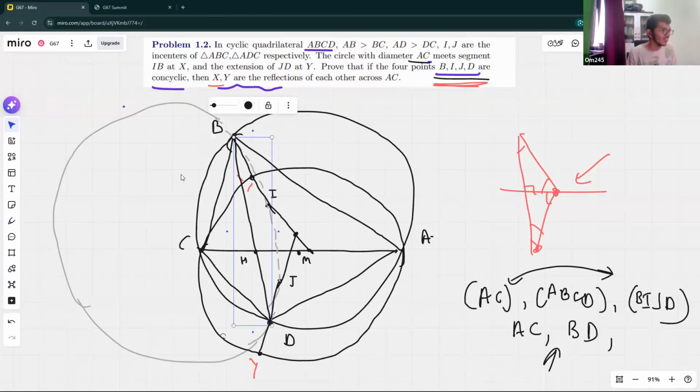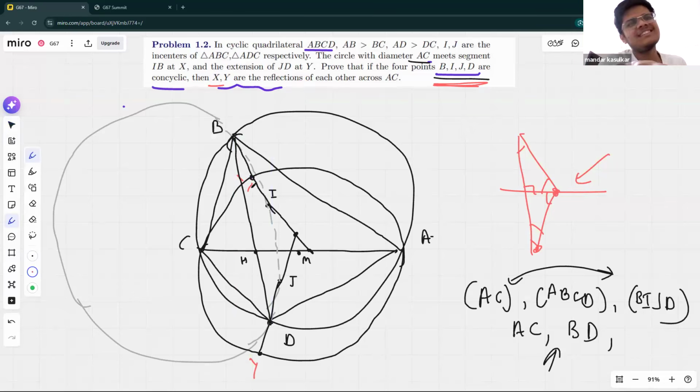Okay, just ignore that point. Yeah, brother, just redraw it. It's not that hard.